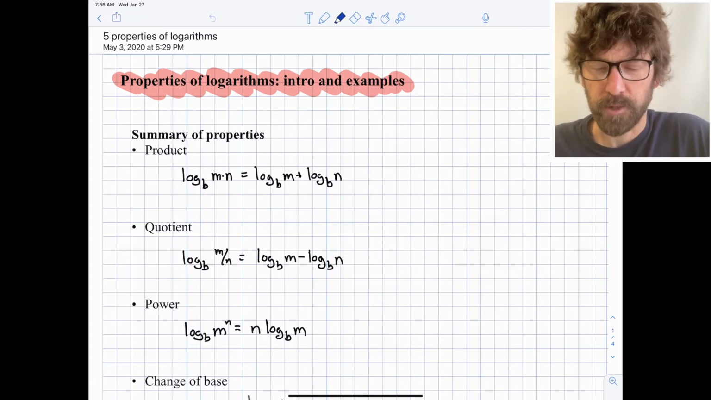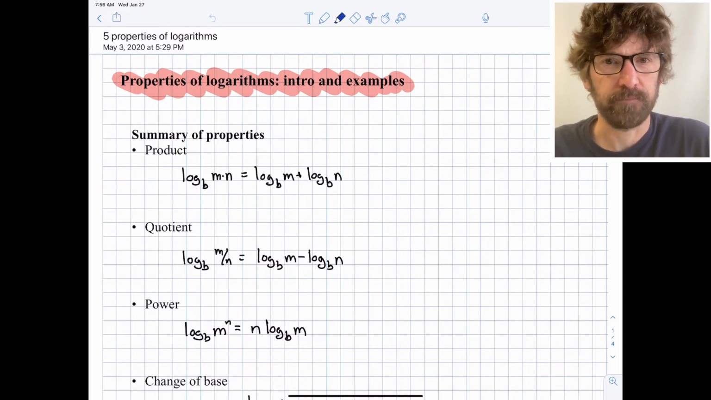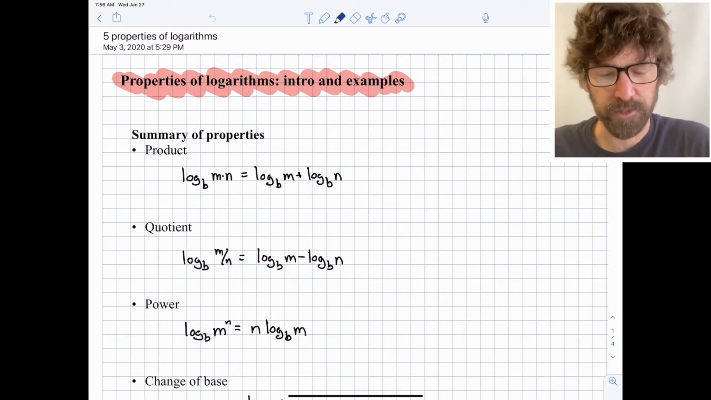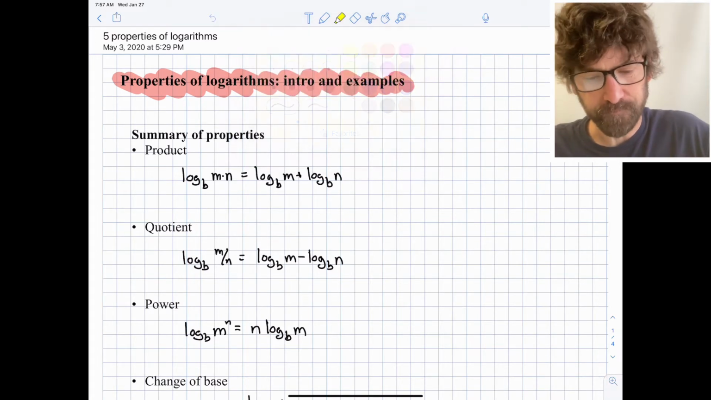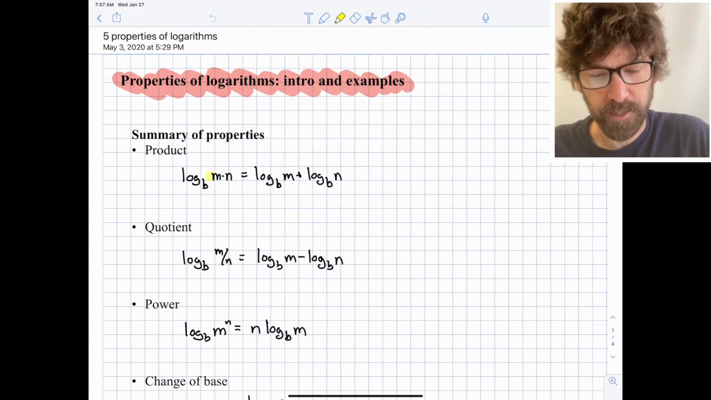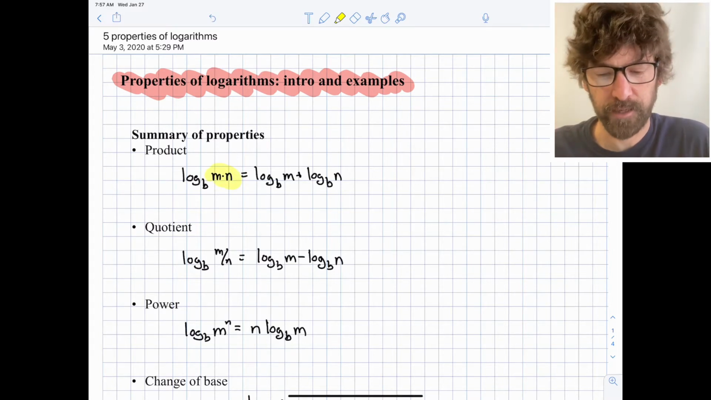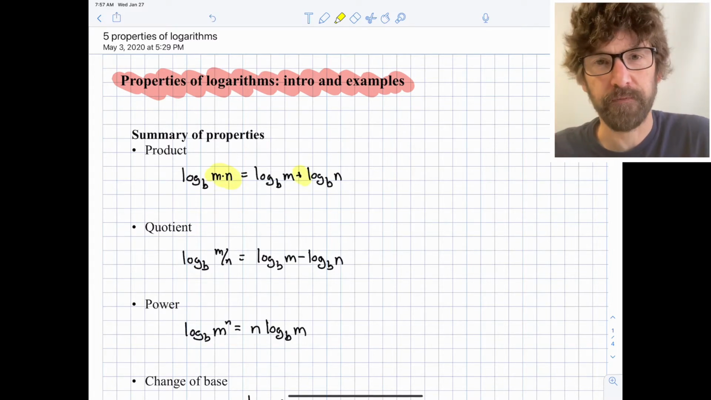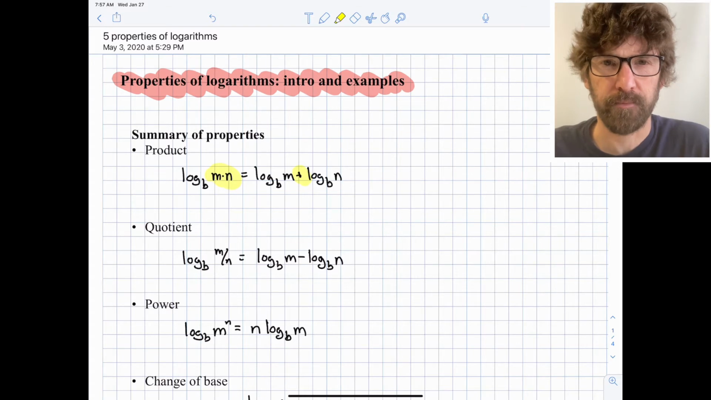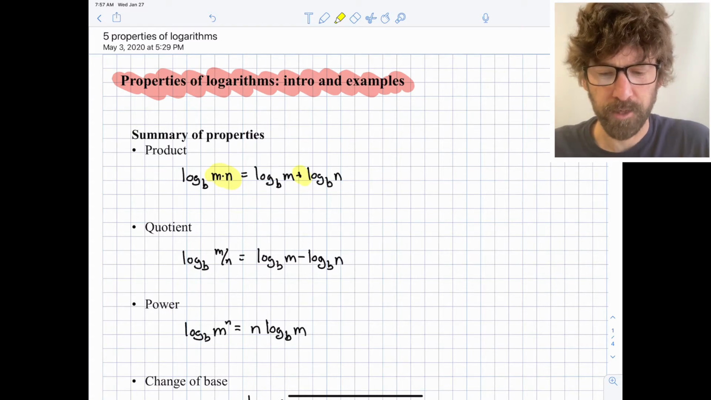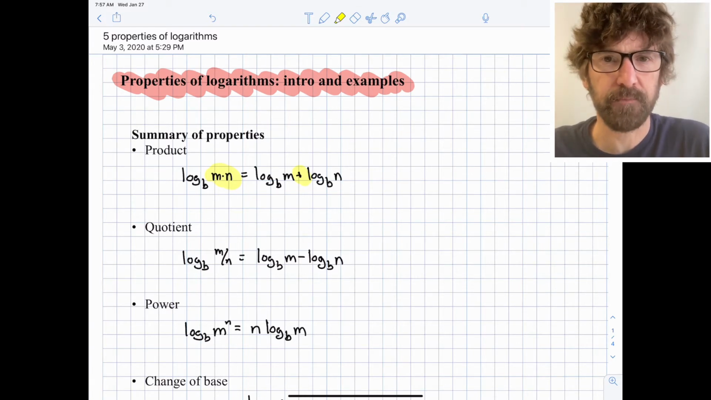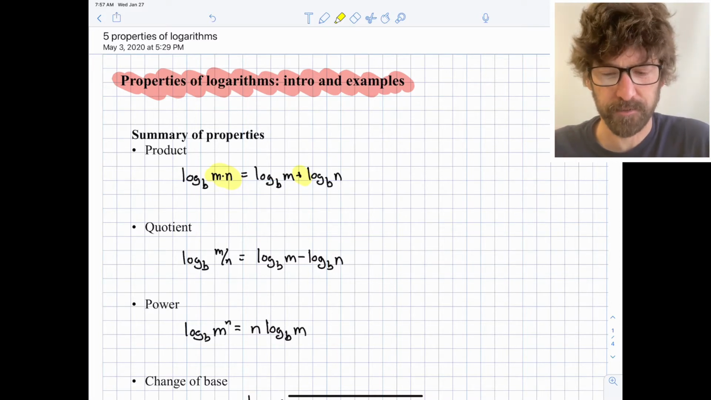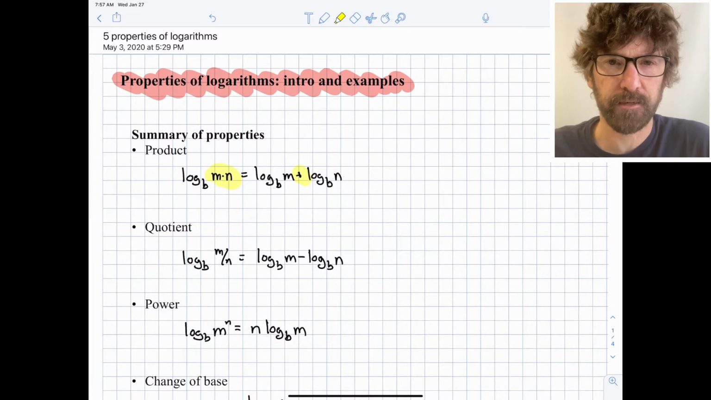But what's most important really is that at this point you simply memorize the properties and are able to apply them. So the product property says that the log of a product of m and n is equal to the sum of the individual logs of m and n. And that works as long as we're dealing with the same base all the way through, which I'll just refer to as b in this case. Okay? So the base doesn't really matter as long as it's a consistent base all the way through.